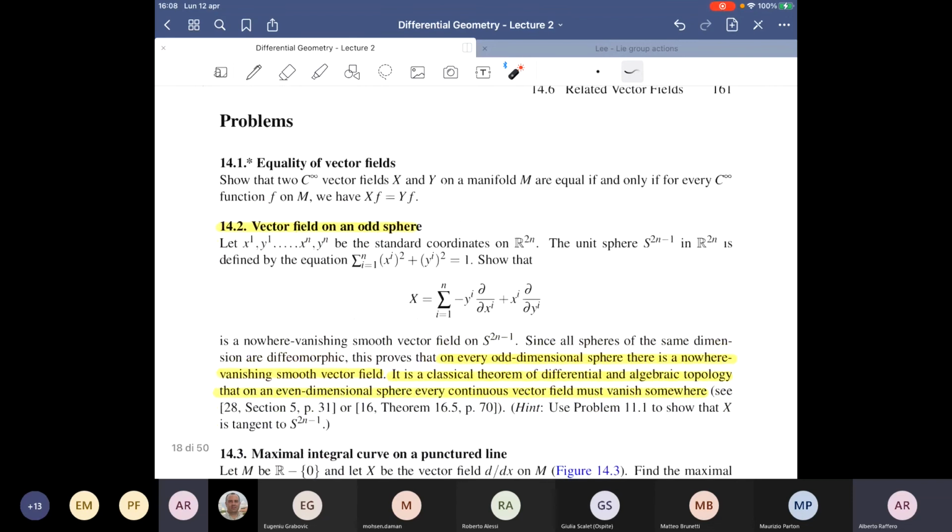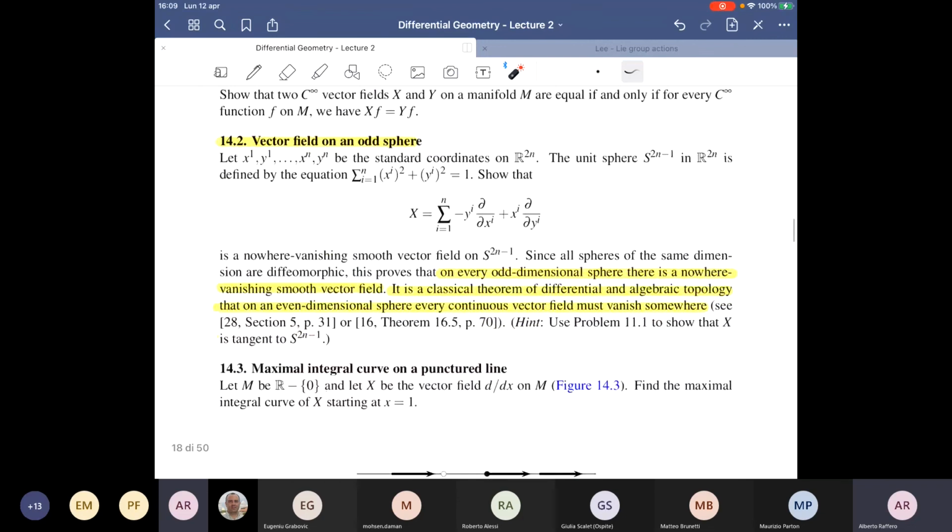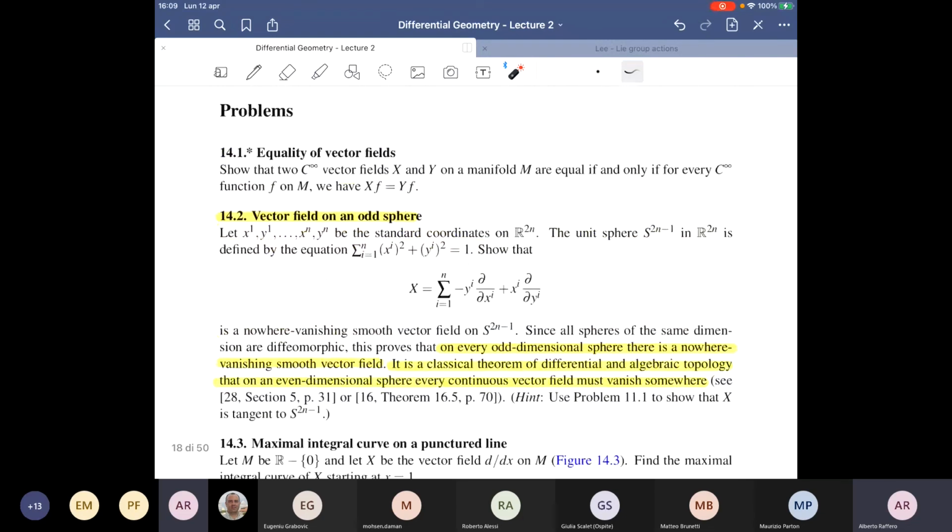Then here you have some problems. I just highlighted some. Let me mention briefly what they are, and then most of them you can try to solve as an exercise. So the first problem, which is actually a computation using what you saw last time, tells you that if you have an odd-dimensional sphere, then it always has a nowhere vanishing smooth vector field.